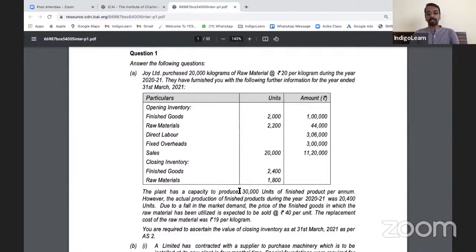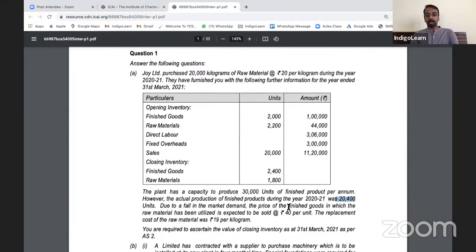The plant has capacity to produce 30,000 units. Now, why is this 30,000 units relevant? To calculate the overhead recovery rate. We understood yesterday, the total overhead divided by the normal capacity will give you the overhead recovery rate. However, the actual production during the year 2021 was only 20,400. So actual production also has been given. See, you can calculate using this also: sales plus closing inventory minus opening inventory is 20,400, right? So that is given directly in the question.